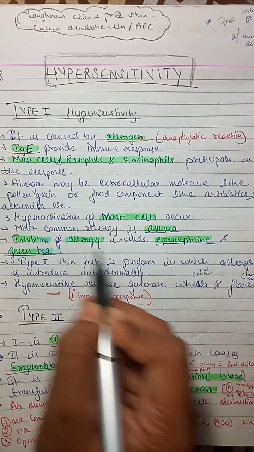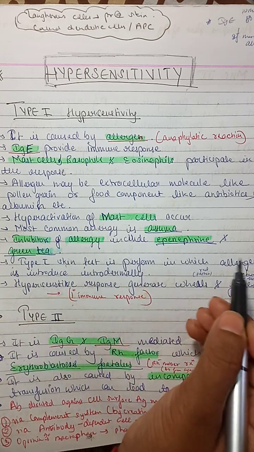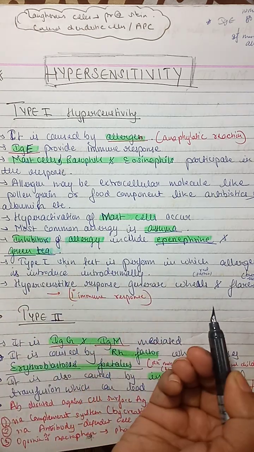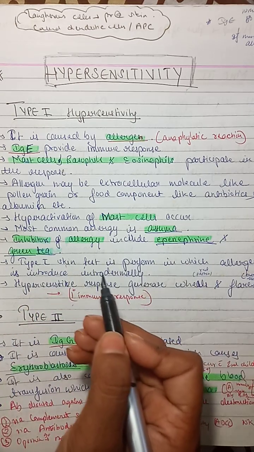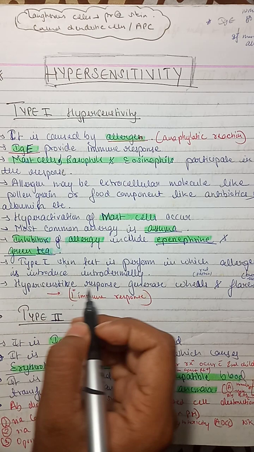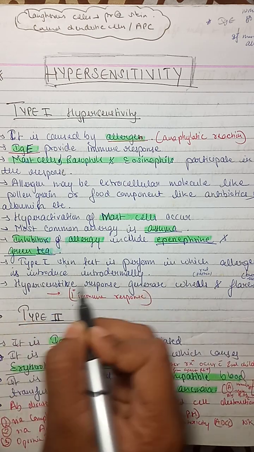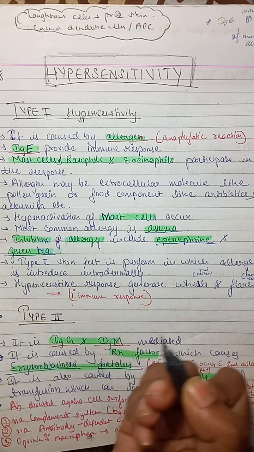Asthma is an allergy. Inhibitors of allergy include epinephrine and green tea. If we take epinephrine or green tea, it is normally an inhibitor of allergy. The type 1 skin test is performed in which the allergen is introduced intradermally, like into the skin.